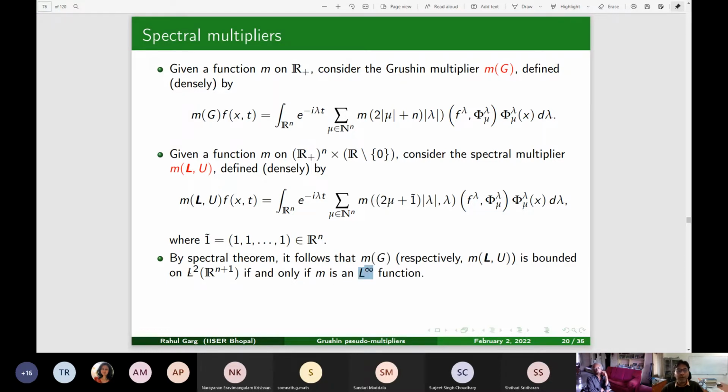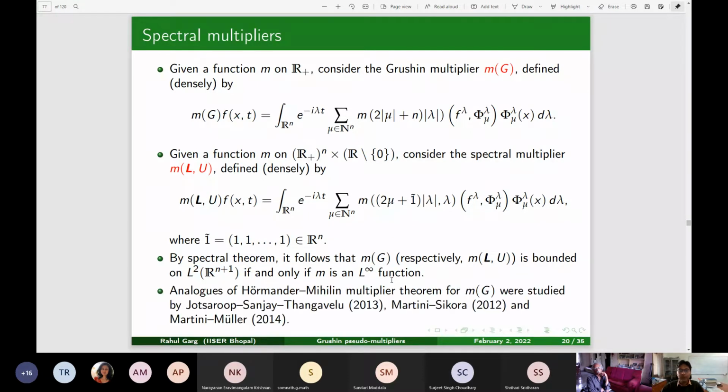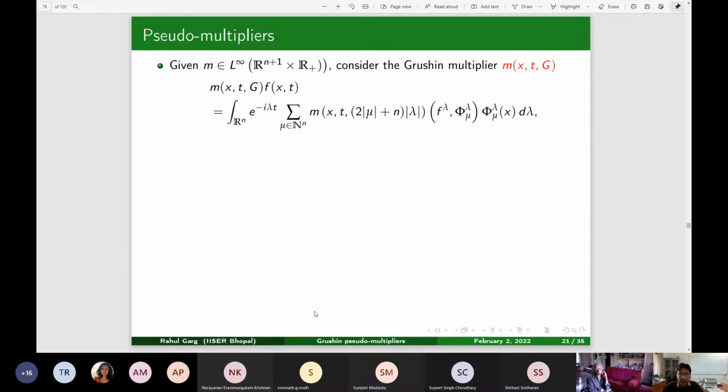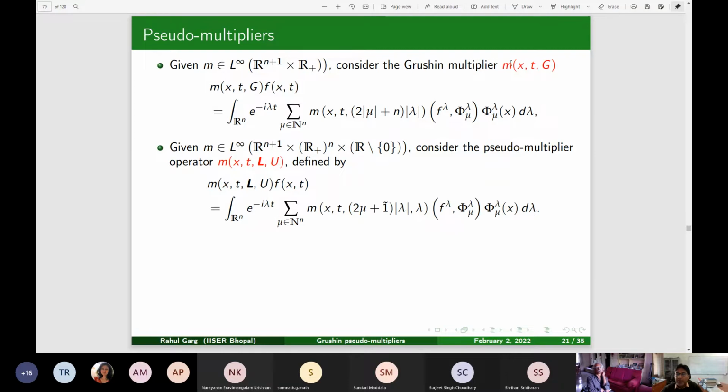So every time I'm talking about L2 boundedness. And before moving further, the Hormander multiplier theorem for the operator M_g was studied in the works of Jotsaroop, Sanjay Thangavelu, Martini–Sikora, and Martini–Muller. And there has been a lot of activity afterwards also in the works of Martini and collaborators. It has been an ongoing subject where they have been looking for a more general family of Grushin operators in L^p boundedness.